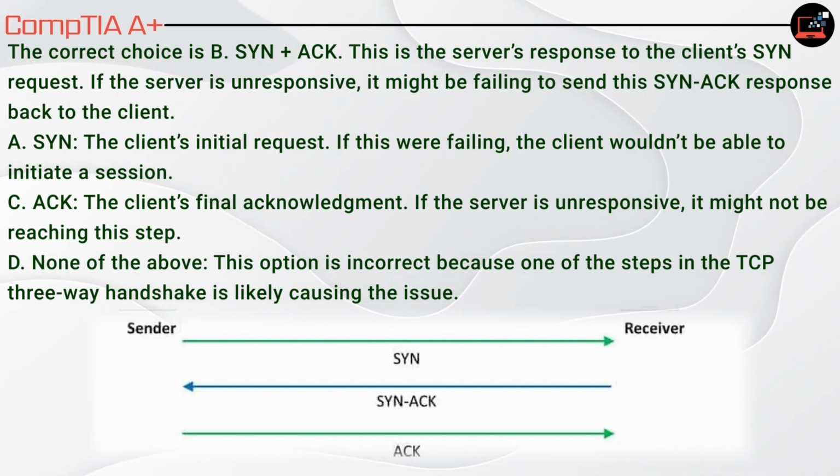A, synchronize, the client's initial request. If this were failing, the client wouldn't be able to initiate a session. C, acknowledge, the client's final acknowledgement. If the server is unresponsive, it might not be reaching this step. D, none of the above. This option is incorrect because one of the steps in the TCP three-way handshake is likely causing the issue.